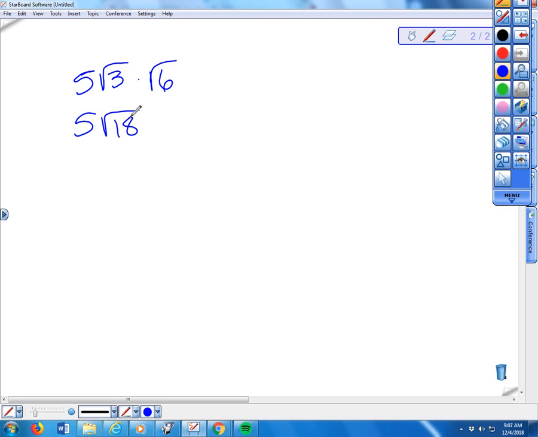But the key here is recognizing the square root of 18 can be simplified because there is a perfect square that goes in evenly to 18. Okay, so we have 5 times the square root of 9 times the square root of 2. Well, 5 times the square root of 9 is 15 because the square root of 9 is 3. And then we have the square root of 2 left.